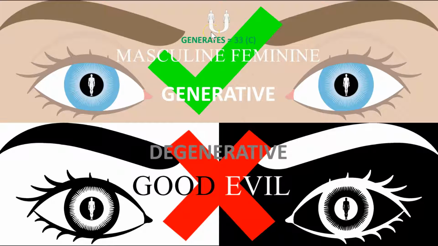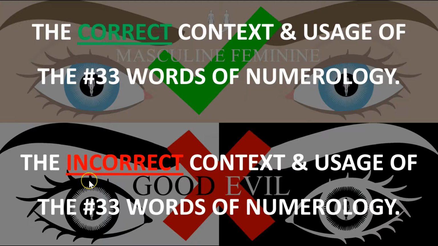You can now see how the concept of the indivisible duality of man first originated with God. This definition is generative. However, the one below is degenerative. It is a distorted inversion of the original. I'm now going to quickly cover the false definition of the individual along with the incorrect interpretation of the 33 valued words of numerology that are used to support it.